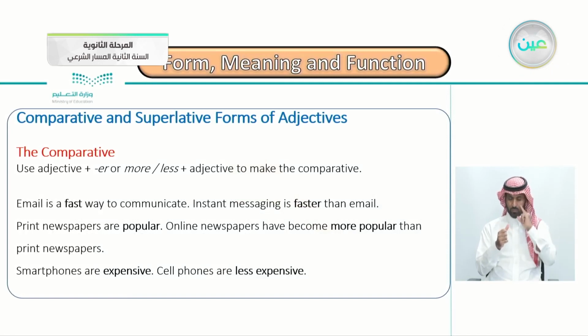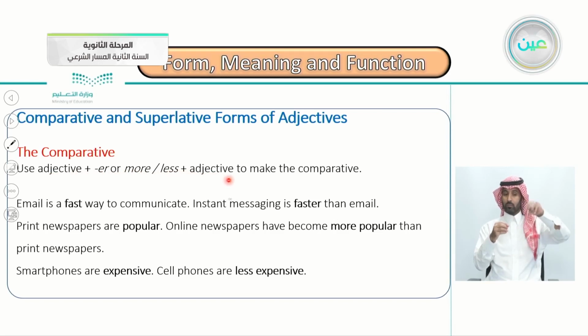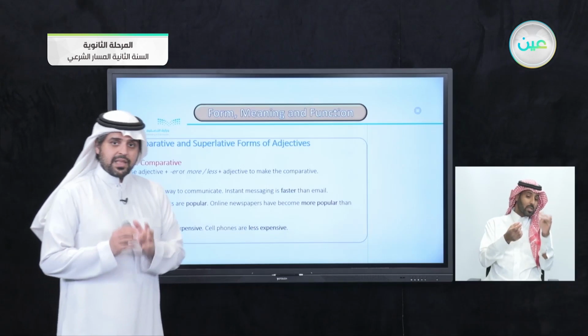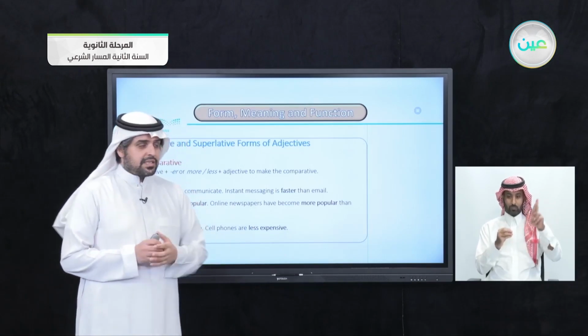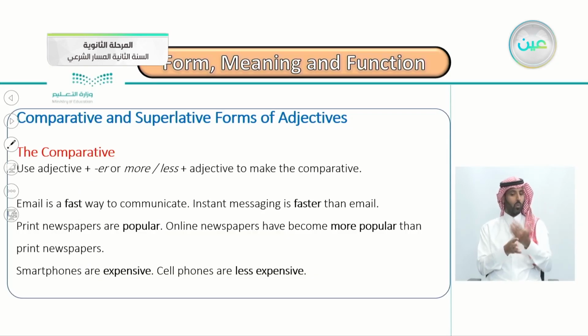Let's read together and study here. The comparative. Here we use adjective plus er. So we add er, or more, less plus the adjective to make the comparative. So we have two kinds here. We can take the adjective and add the letters er, or use more or less, then we write the adjective. Why? To make the comparison, to make the comparative.